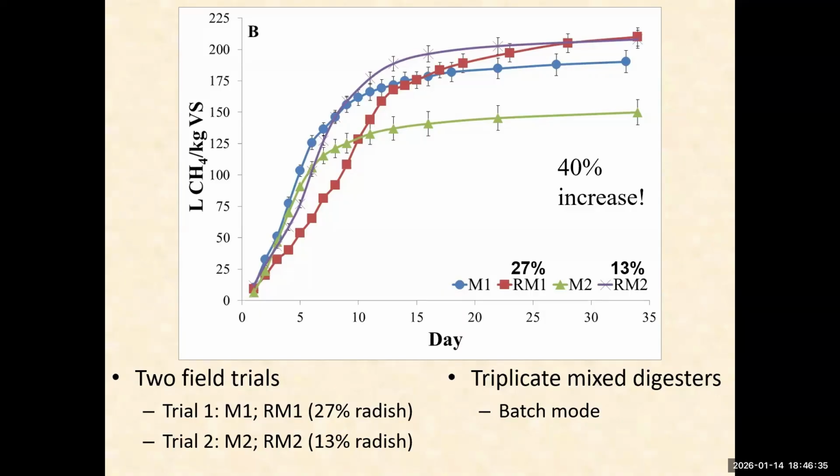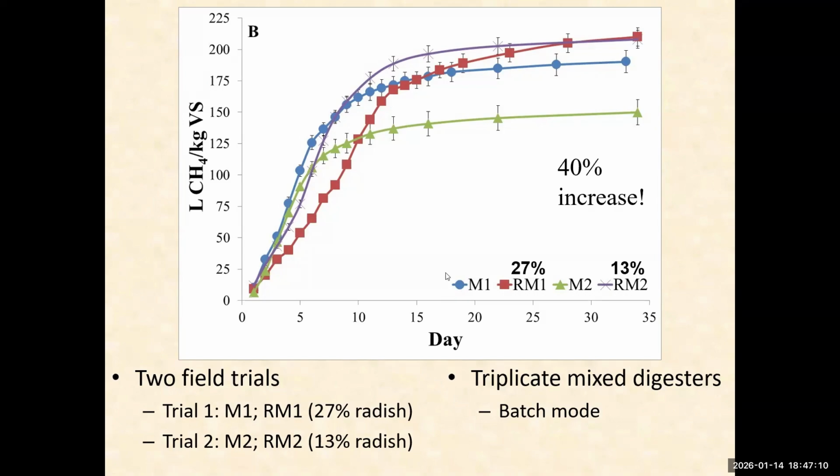So if you look at the radish plus manure digester here, you can see that relative to its manure only digester, the radish plus manure digesters initially experienced a lag in methane production. So this particular lag could be due to the methane production being inhibited by the sulfur content of the radish, or a longer acclimation period was required to digest the radish.